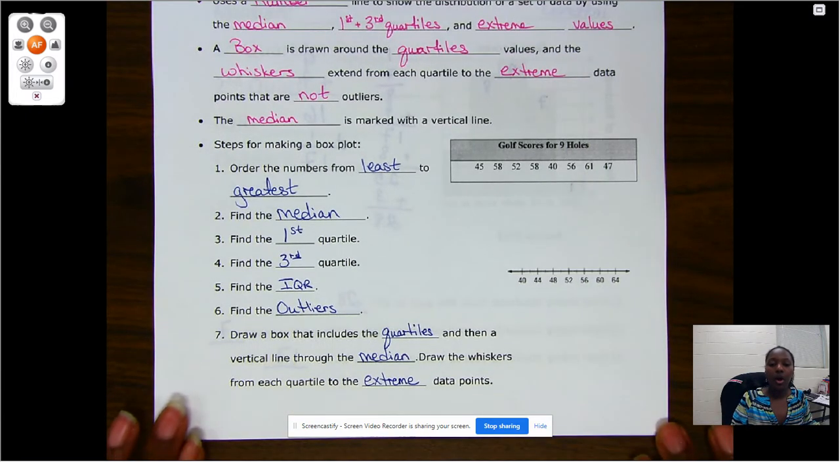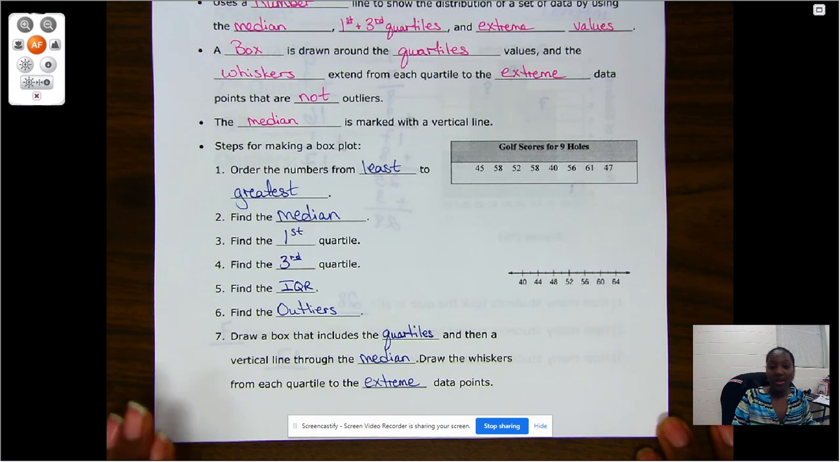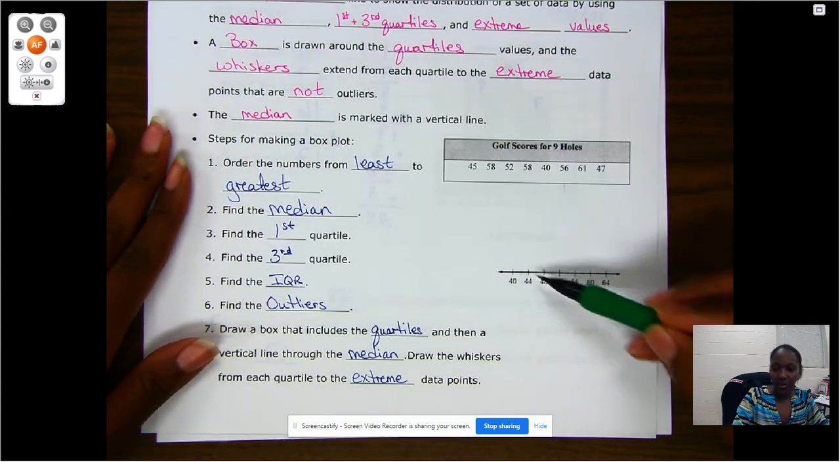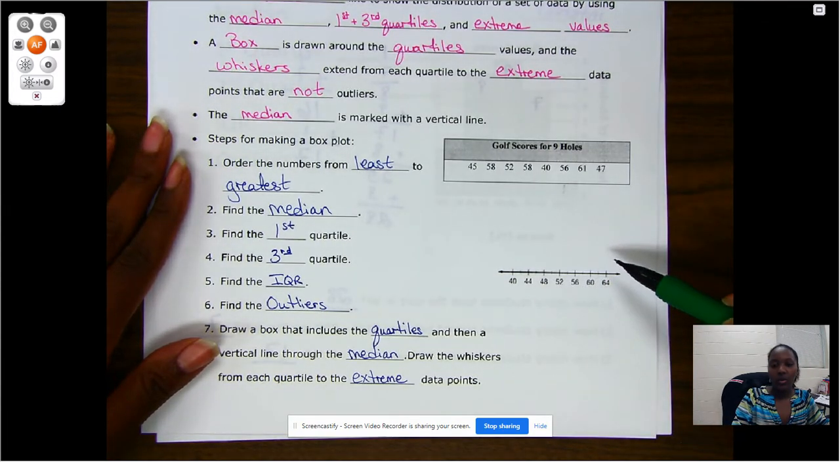Number 7, draw a box that includes the quartiles and then a vertical line through the median. Draw the whiskers from each quartile to the extreme data points. So these are all the steps for box and whiskers. And you're like, what? I promise you guys, it's not too bad. All right, this example, there wasn't enough space on my paper, so I have put it on another sheet of paper so I can efficiently show you how to do it.